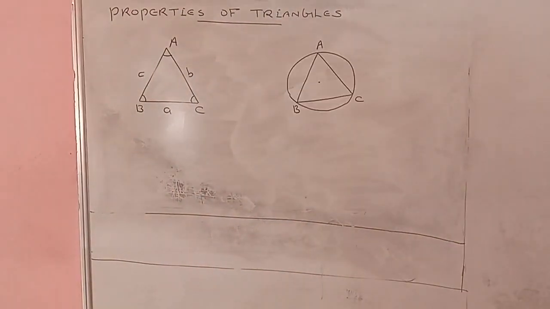In the second figure, there is a circle and a triangle. The vertices A, B, C are on the circumference of the circle. Therefore, this circle is known as the circumcircle of triangle ABC.